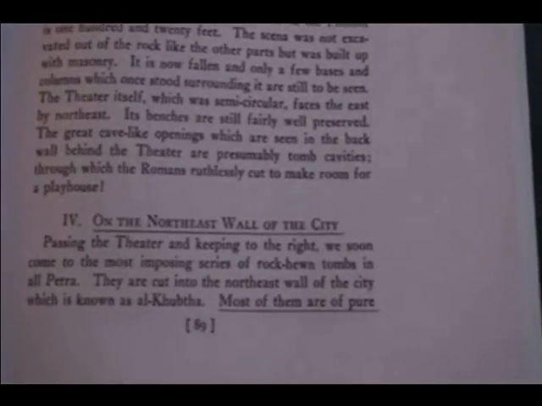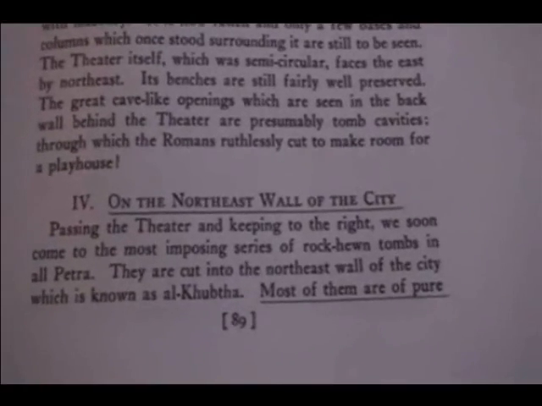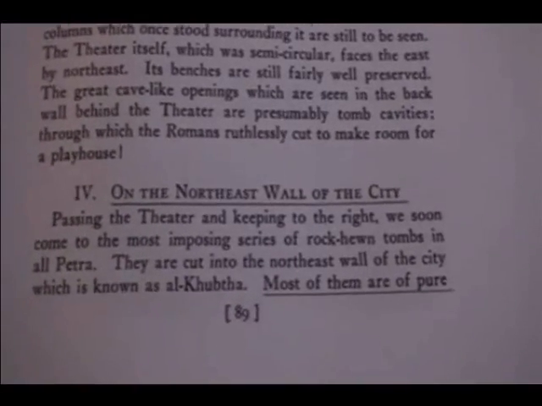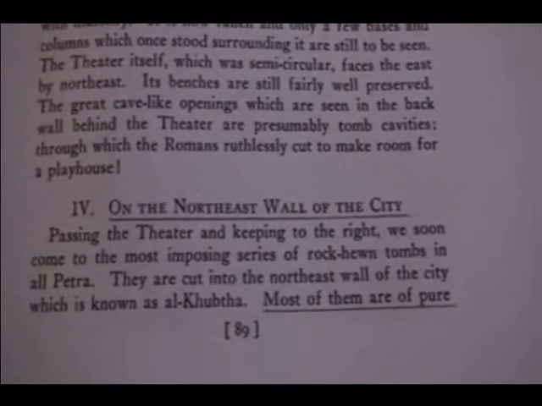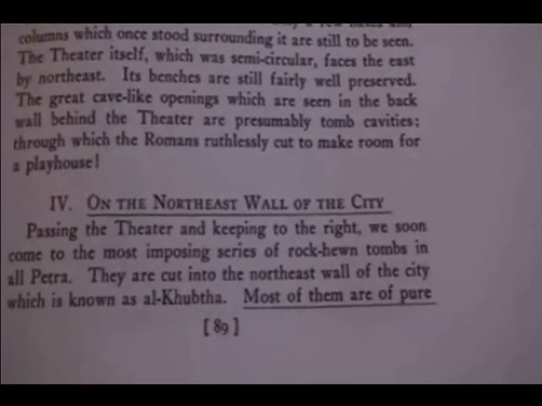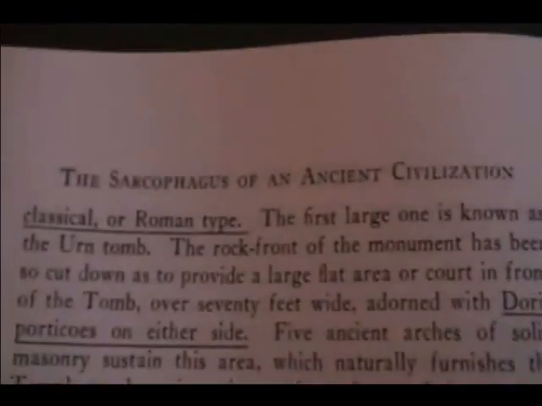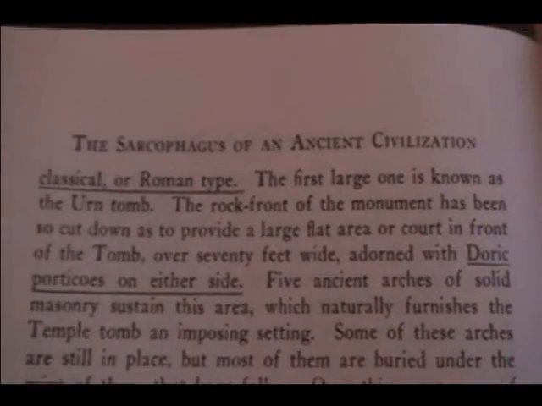I'm going to wrap this up soon. I'm going to just read some more information concerning the monuments of Petra from the same chapter. Down on page 89, section 4 says, on the northeast wall of the city, passing the theater and keeping to the right, we soon come to the most imposing series of rock-hewn tombs in all Petra. They are cut into the northeast wall of the city, which is known as Al-Khubtha. Most of them are of pure classical or Roman type. The first large one is known as the Urn tomb.